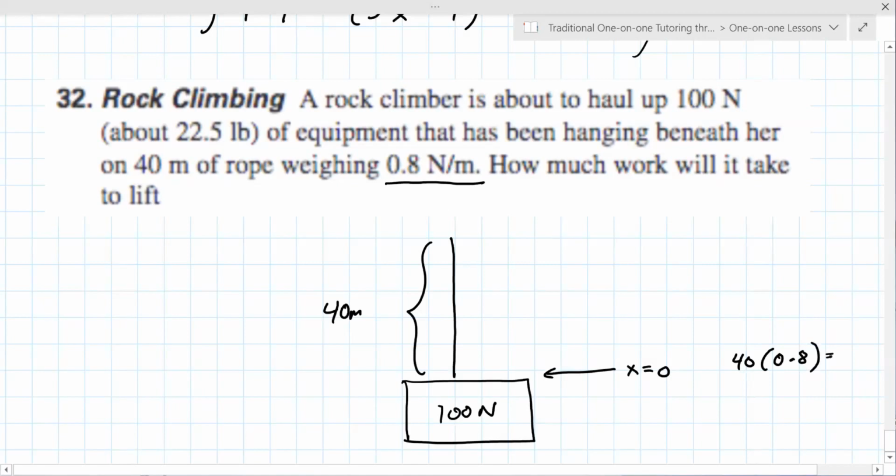So it ends up being 32. At the top, when x equals 40, you're now carrying just the 100 newtons, and the rope has gone to 0.